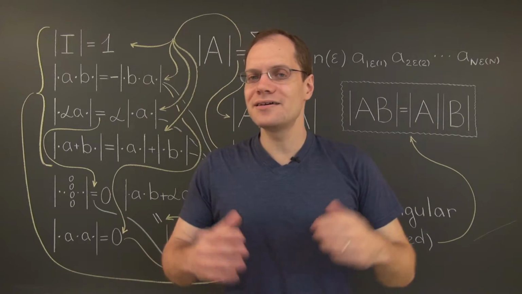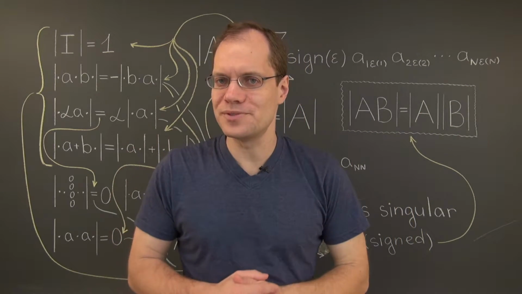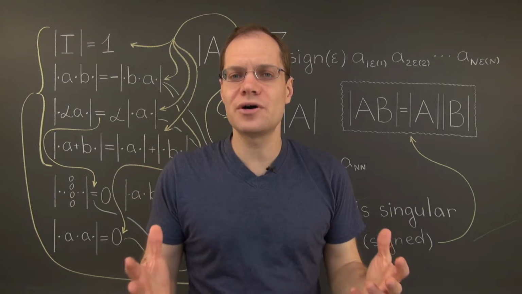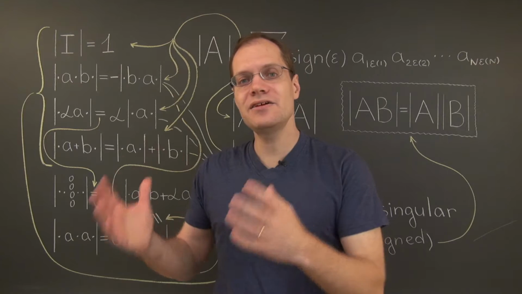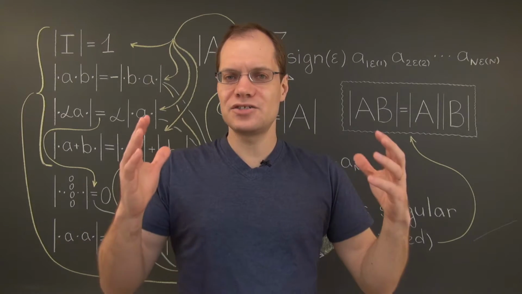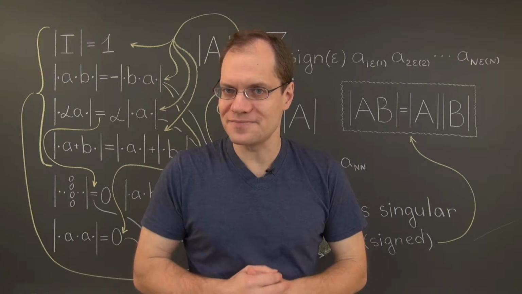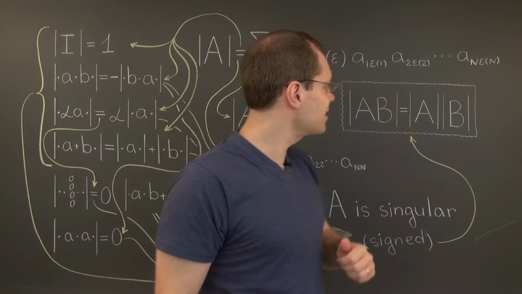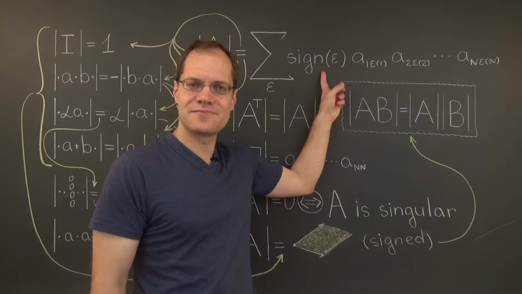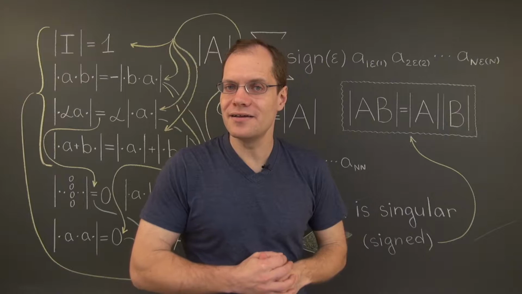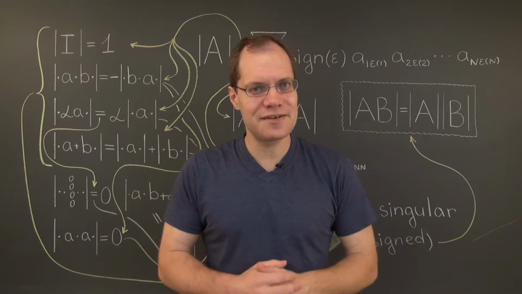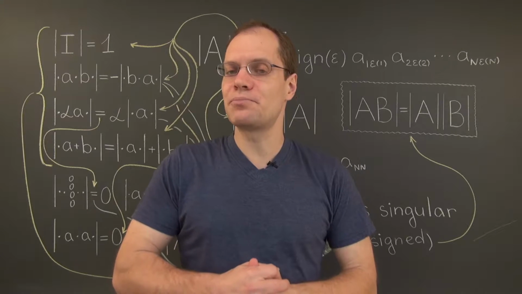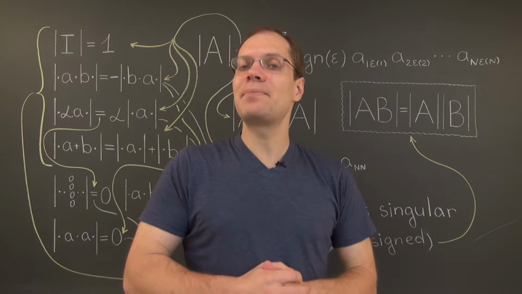And that's why there are exactly n factorial terms, because there are n factorial possible permutations. And there is a term in the determinant corresponding to each possible permutation. And the sign that comes with the term, plus or minus, depends on the parity of that permutation. And so in order to understand this definition, you will have to understand permutations and their parity.